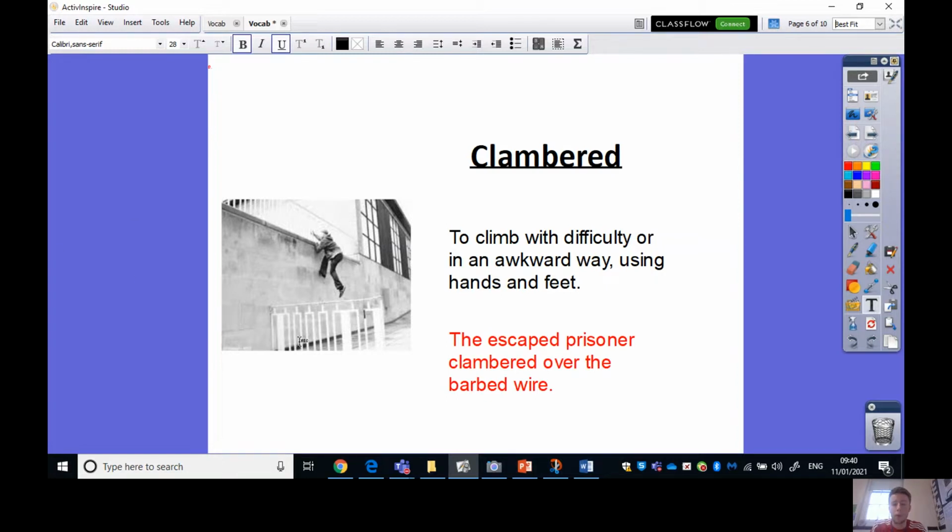So a sentence with clambered would be, the escaped prisoner clambered over the barbed wire. So a prisoner would be in such a rush to escape that he might clamber over the barbed wire. He would do it awkwardly and it would be difficult for him to do. Very like climb, but just more awkward than climb. Once more, my turn, clambered. Your turn.